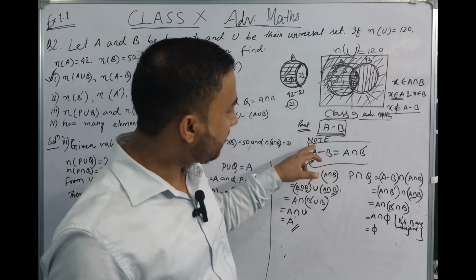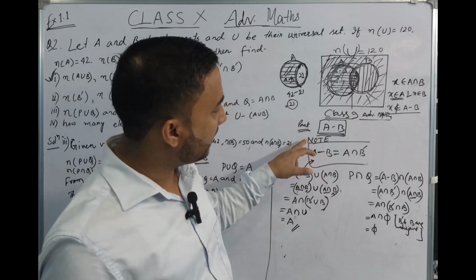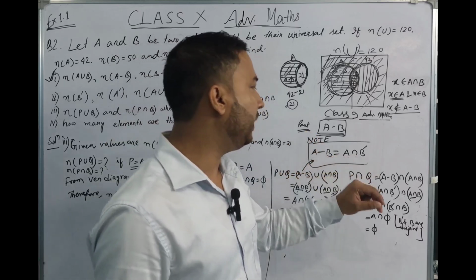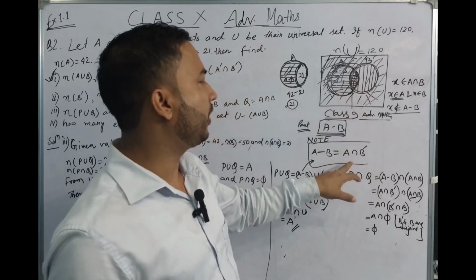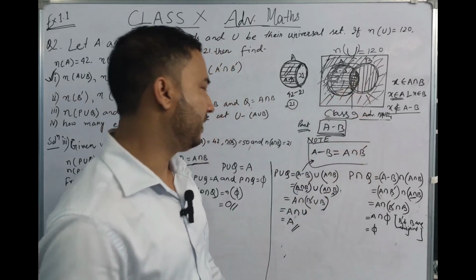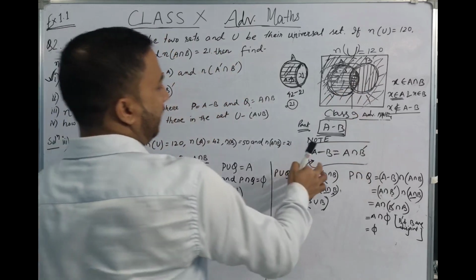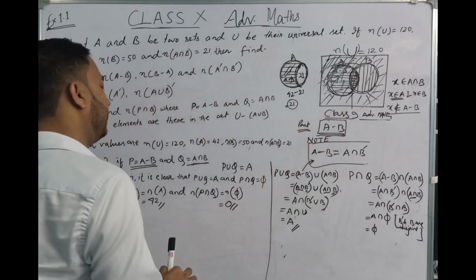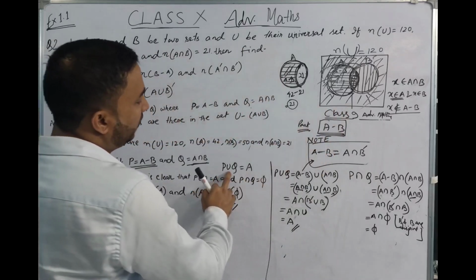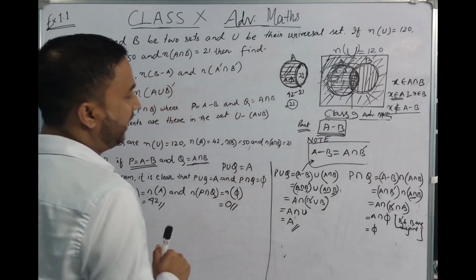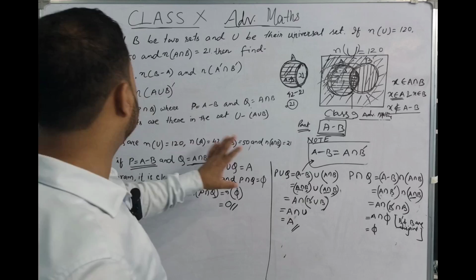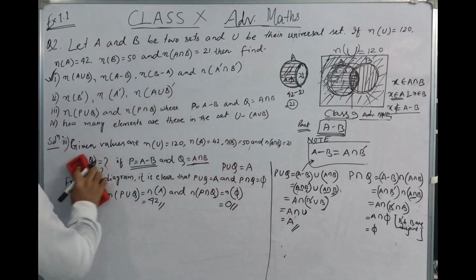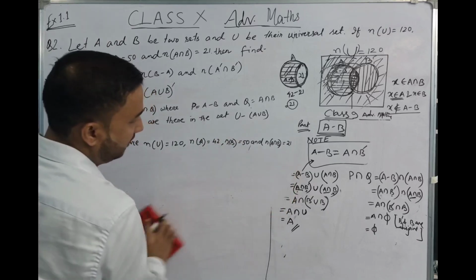You will get it as a note that A difference B equal to A intersection B complement, or from the Venn diagram itself you can verify it. It is clearly A difference B equal to A intersection B complement, and from the Venn diagram you can also get that P union Q is equal to A only. Okay, so I hope it is clear to you. Up to question number 3 we have discussed. Then question number 4 is there. What is question number 4?